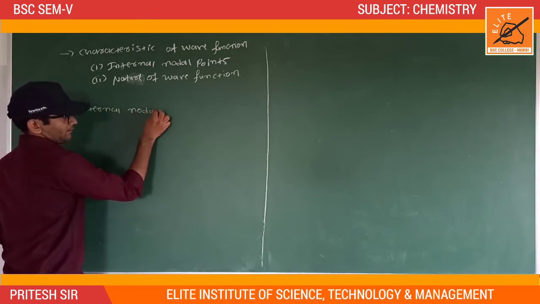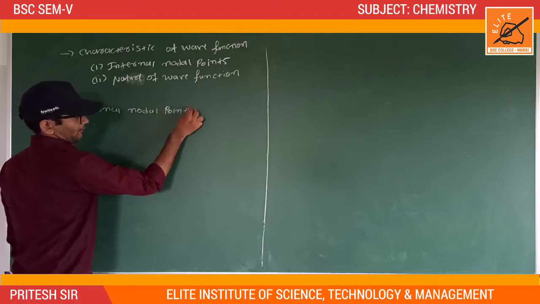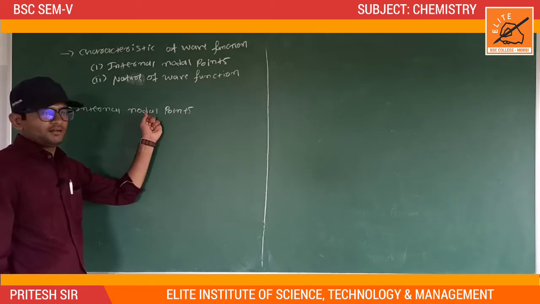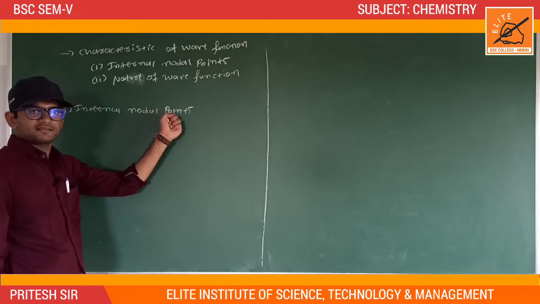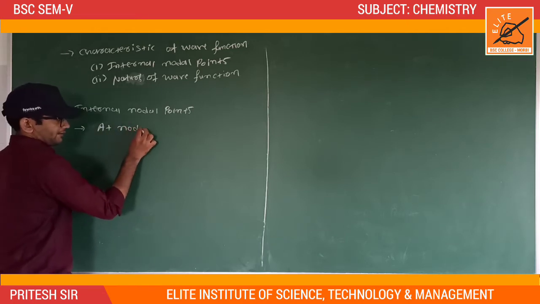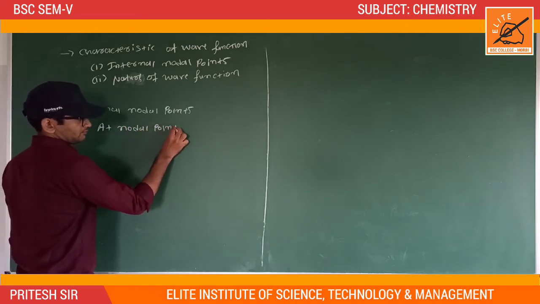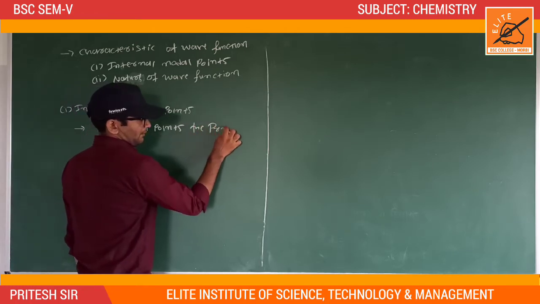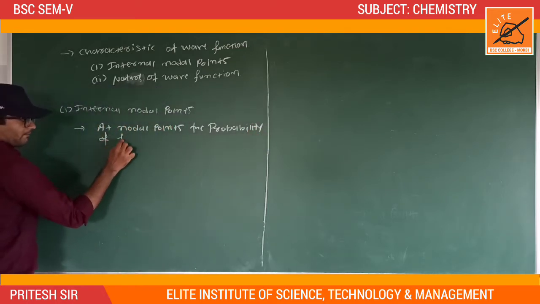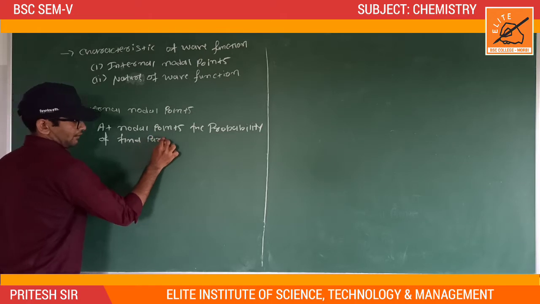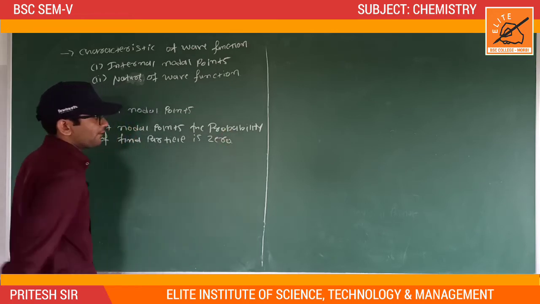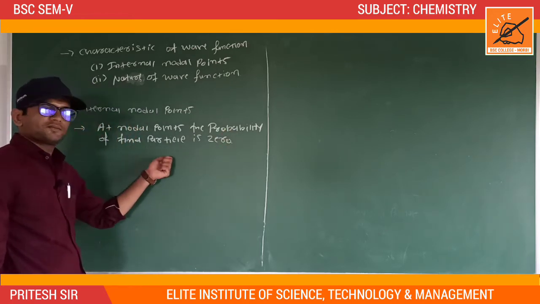Internal nodal points. So what do you mean by nodal points? Nodal points indicate a point where the probability of finding the particle is 0. So at nodal point the probability of finding the particle is 0. It means at that point the value of psi is equal to 0.